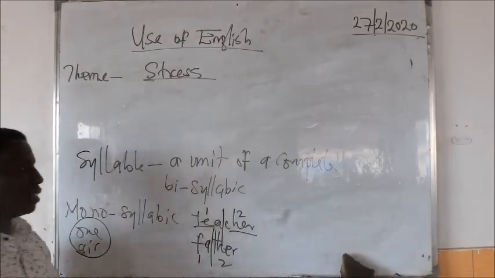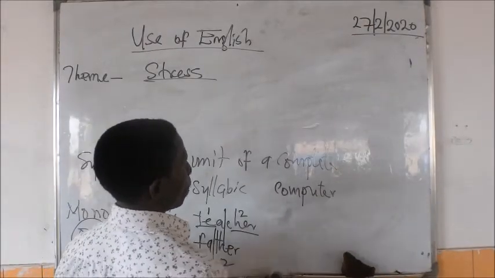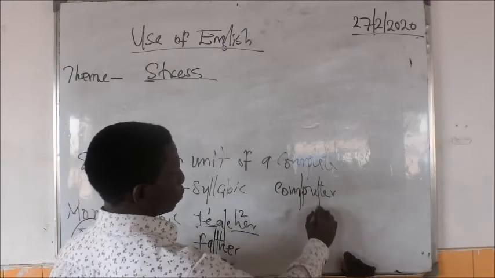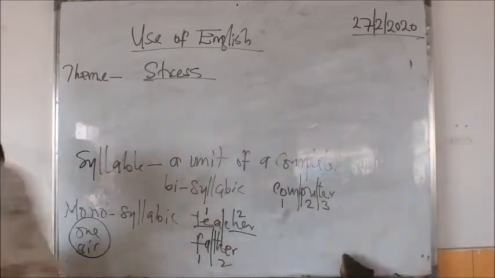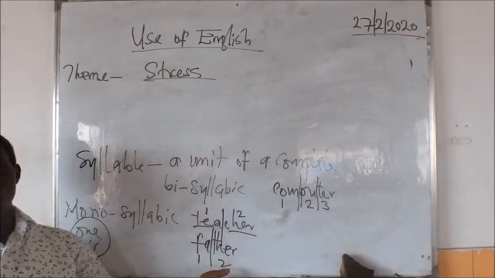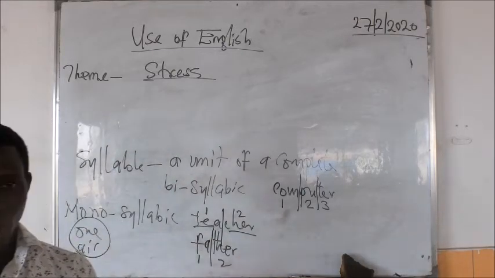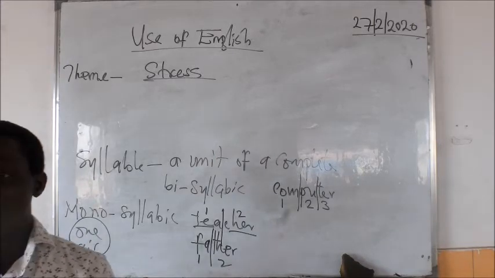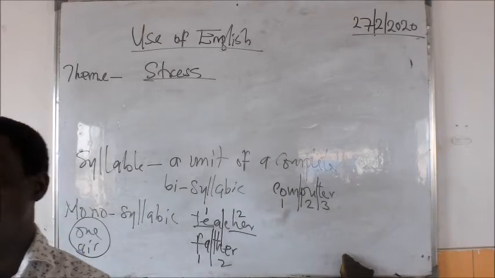Then we also have three-syllable words. An example of a three-syllable word is computer. So this is one, this is two, this is three. That is a three-syllable word. Then we have words that have four units or four syllables, and words in English that have five syllables or five units, and so on. These words are classified under what we call polysyllabic words.